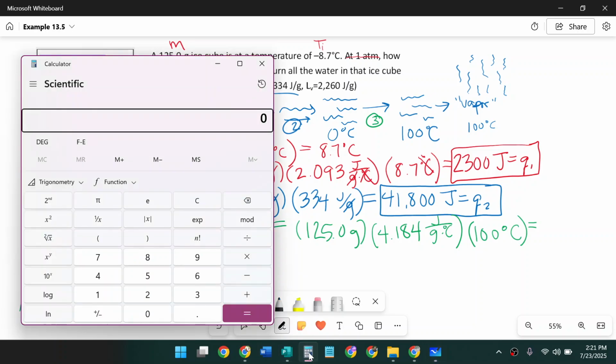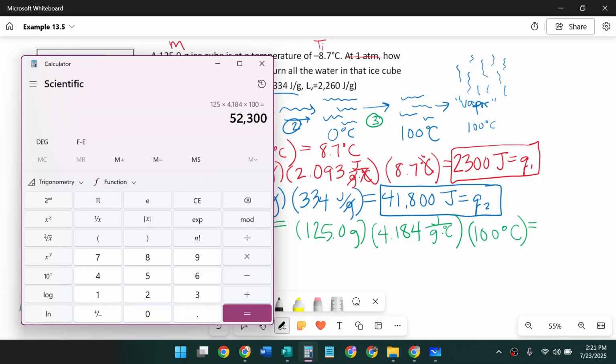All right, so let's multiply those out. So 125 times 4.184 times 100. All right, so in this case, if we want 4 significant figures, we need that 0 to count, but the other 0 not to count. So what we're going to do is use scientific notation to mark this. We're going to write 5230 with our decimal right after the 5, which means our decimal point has to move from 1, 2, 3, 4 places over. So we're going to put 5.230, so we have 4 significant digits.